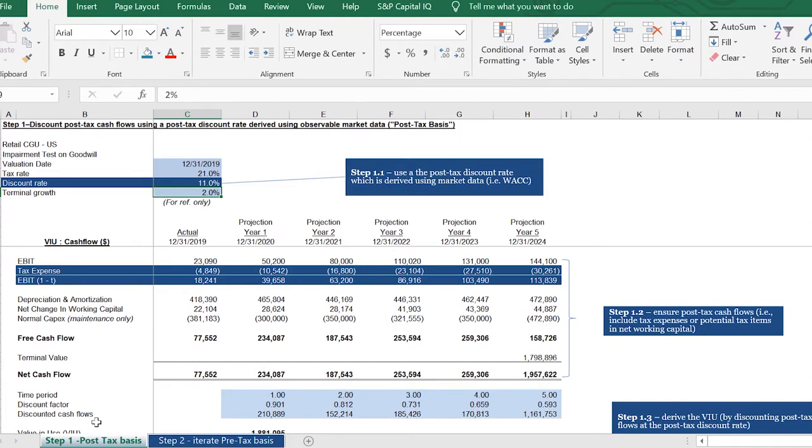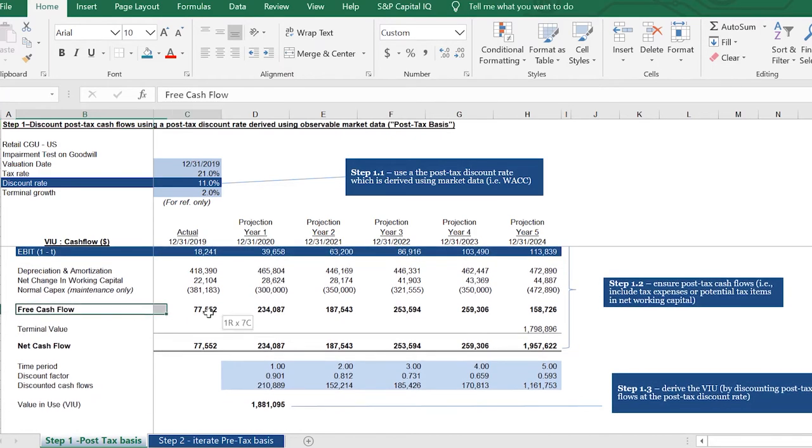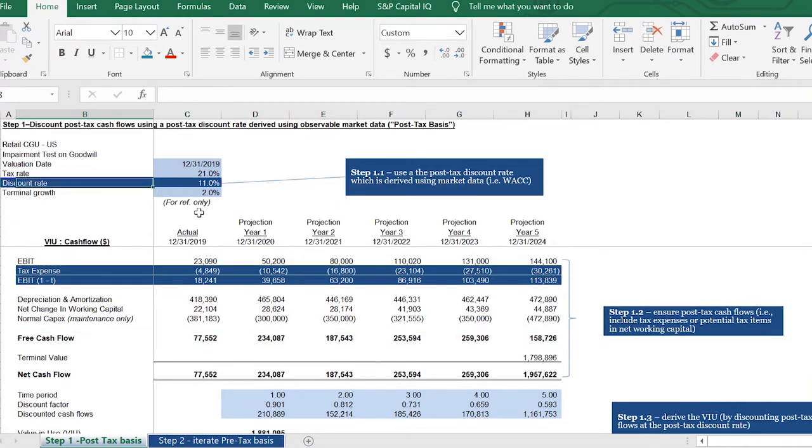I have named this worksheet Step 1 Post-Tax Basis, and Step 1 is a typical business valuation using post-tax discount rate, which is a typical discount rate, also known as your WACC, and post-tax cash flows. So step 1 says discount post-tax cash flows using a post-tax discount rate, which was derived using observable market data. So this is your post-tax basis. Again, this is your typical business valuation, where you have your typical free cash flows and your standard discount rate, which is also known as your WACC.